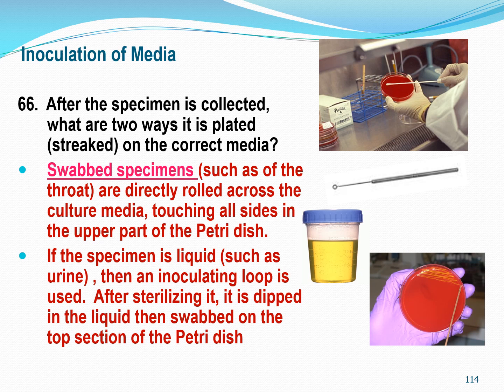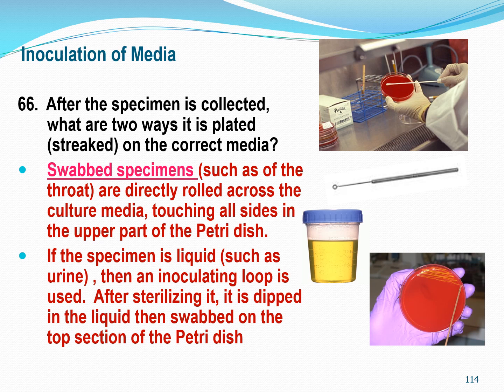So after the specimen is collected, what are two ways it is plated or streaked onto a collection media? Like I said earlier, we talked about a swab specimen, such as taking a throat swab and directly rolling it across the culture media, touching all sides in the upper part of the Petri dish.